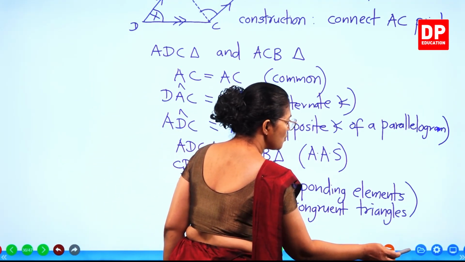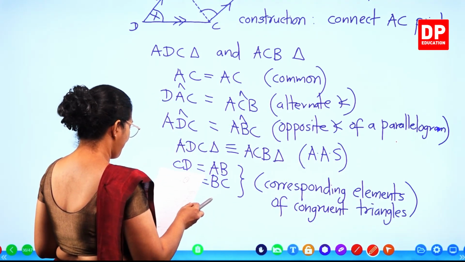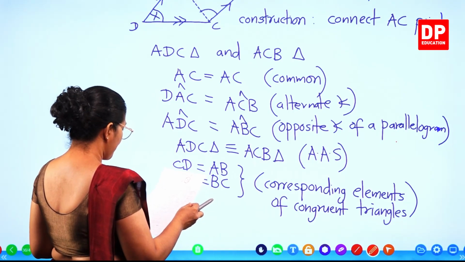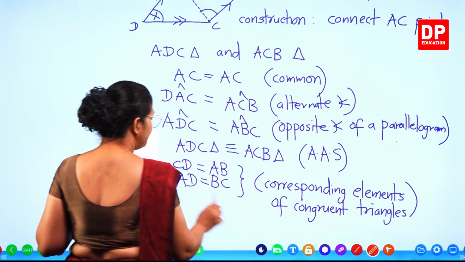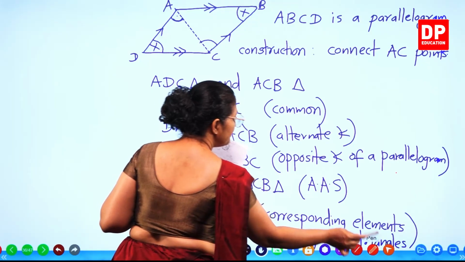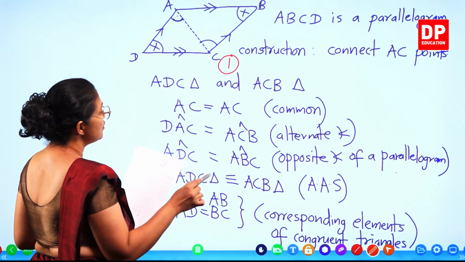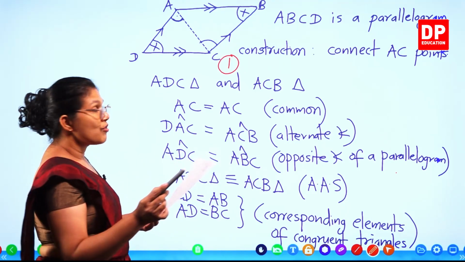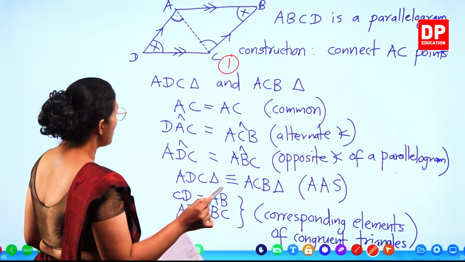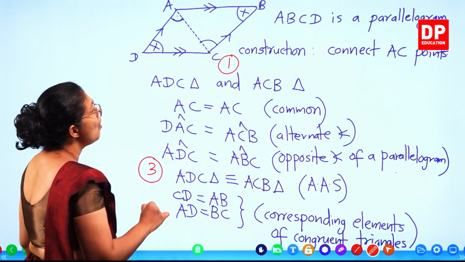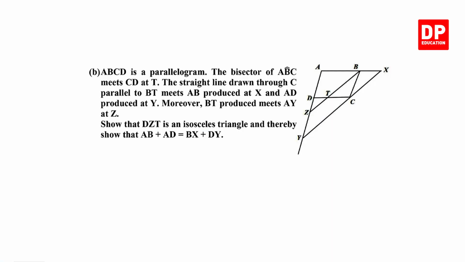So let's see how many marks you can get for this part. You get 1 mark for drawing the diagram. And using the two triangles' congruency, we can show the proof. So 3 marks for the other part. So altogether 4 marks for this question. Let's take part B.